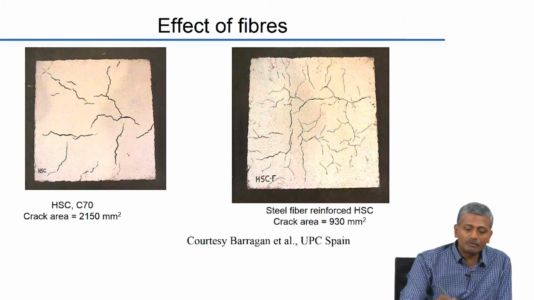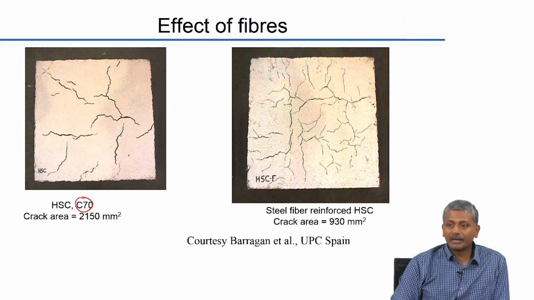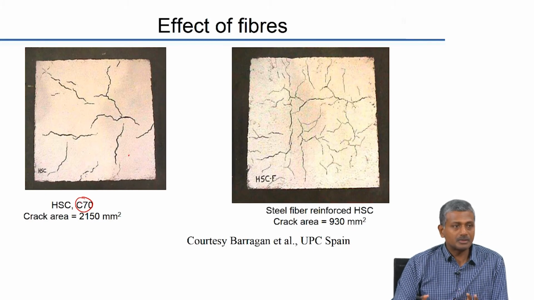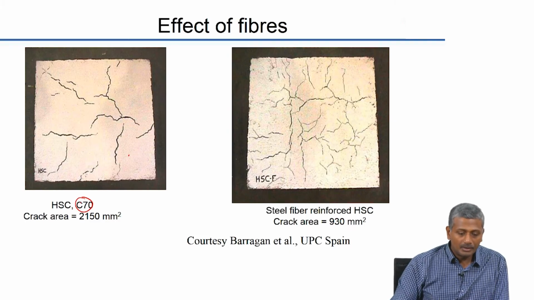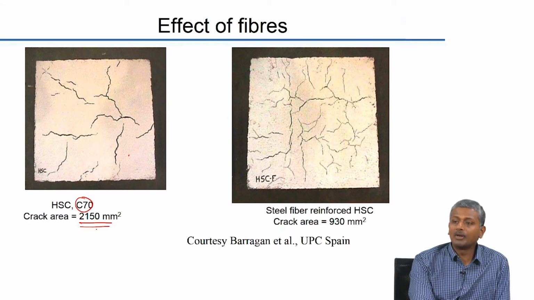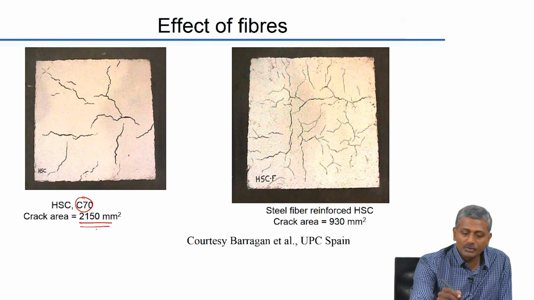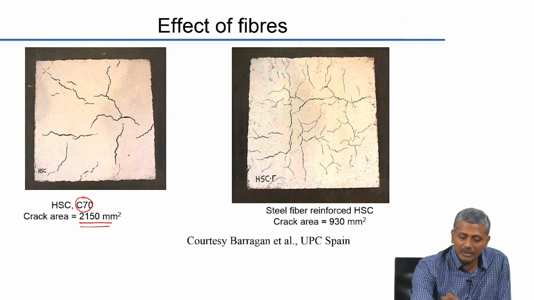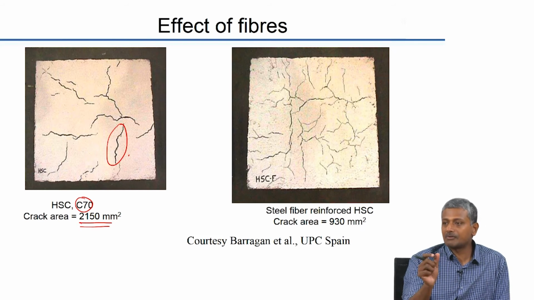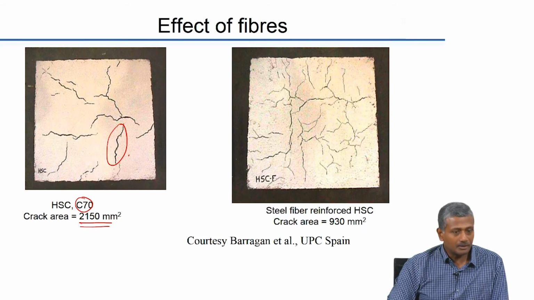This is plain concrete without fibre. Of course, this is high strength concrete, 70 megapascal concrete, and this was subjected to an extremely dry and windy environment in the lab, which was simulated and controlled quite nicely. So, 70 megapascal concrete. The total crack area for normal high strength concrete is 2150 square millimeters. Of course, to calculate that crack area, image analysis was done to figure out the length of the crack and average width of the crack, so that you could get the area.